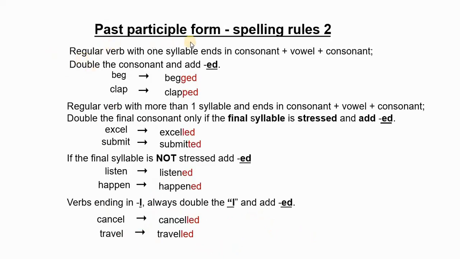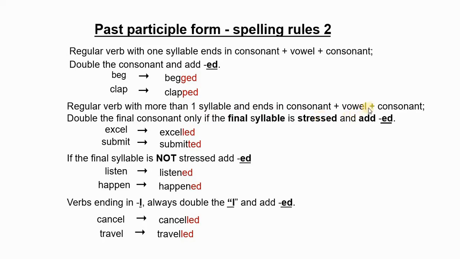Past participle form, spelling rules number 2. Regular verbs with one syllable ending in consonant plus vowel plus consonant: double the consonant and add ed. Begged, clapped.